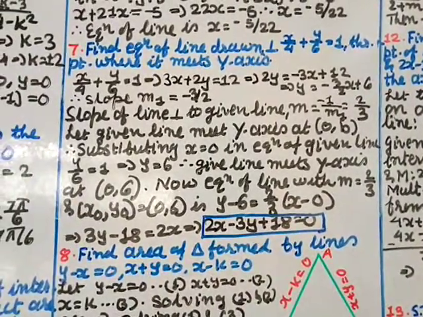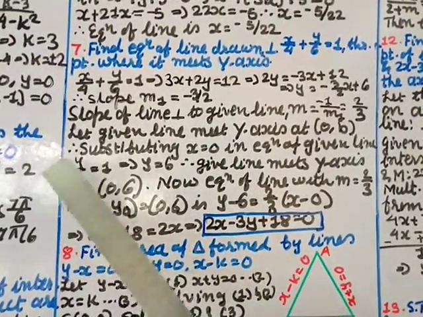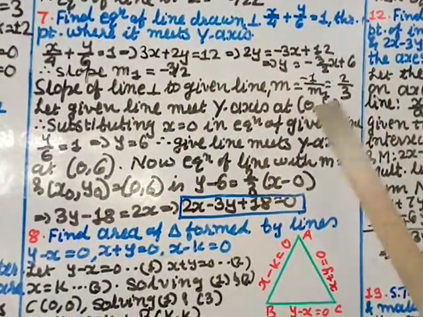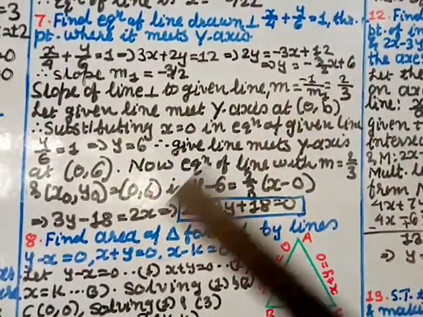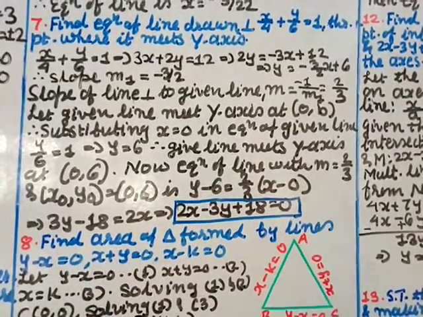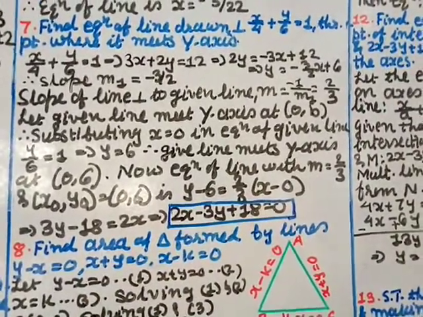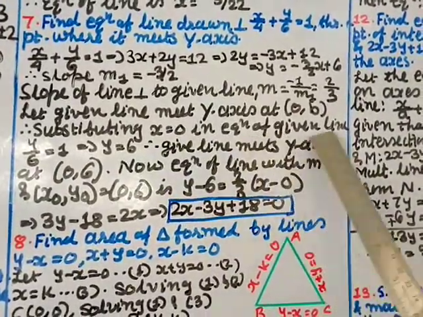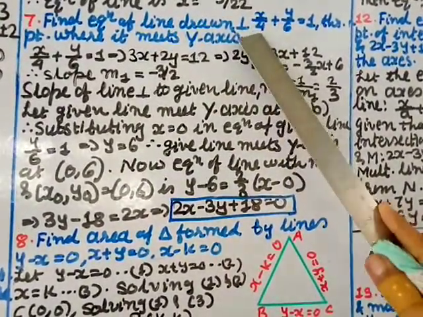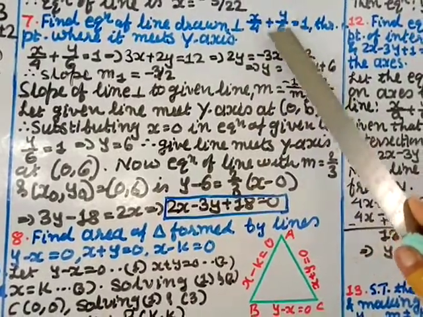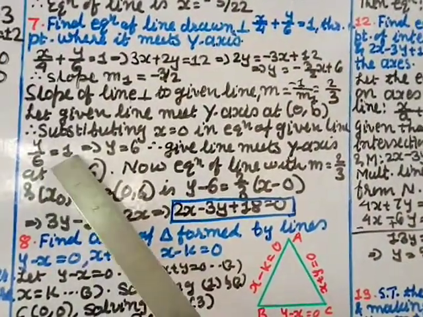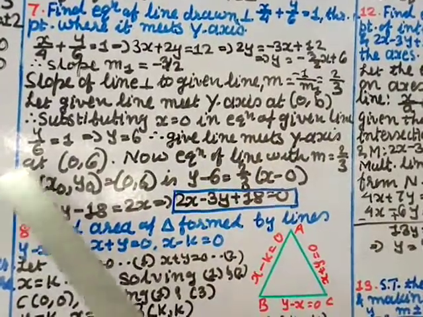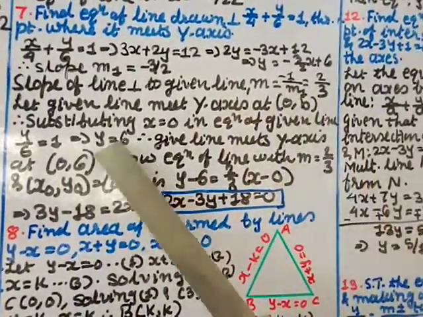Now you are also given that the line meets the y-axis. So let the given line meet the y-axis at (0, b). On the y-axis, the x coordinate is 0 and the y coordinate is b, which will be some constant value. Now substituting x equal to 0 in the equation of the given line, you get y by 6 equal to 1. Transferring the 6, y is equal to 6. Therefore the given line meets the y-axis at (0, 6), and the b value is 6.